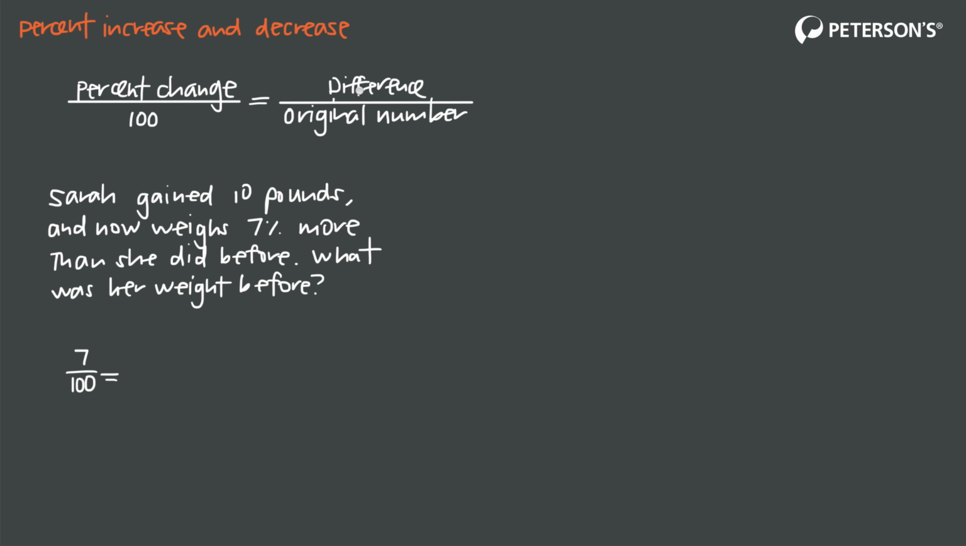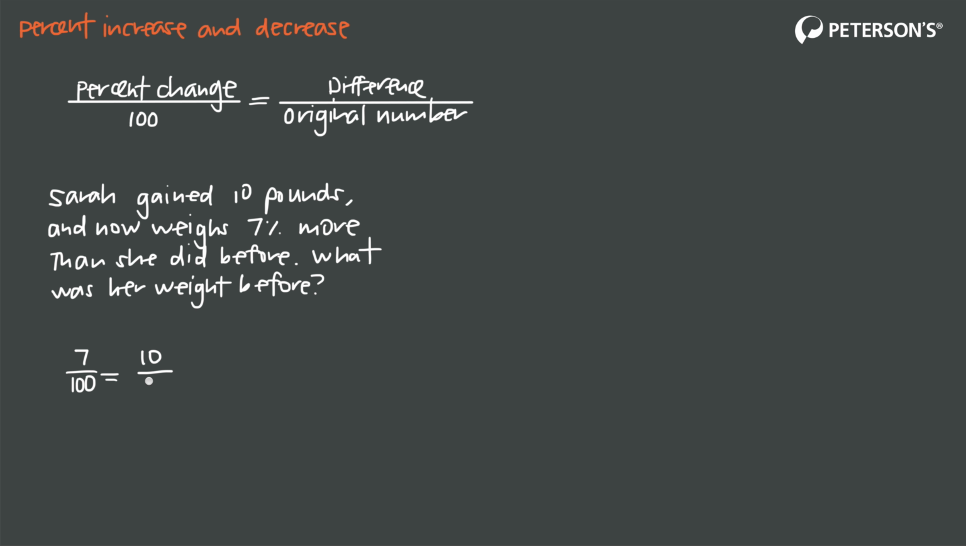Okay, well, for the difference, she gained 10 pounds. Now, do we have the difference between her original weight and her new weight? Well, yes, we do, because she gained 10 pounds. We don't know what her original weight was, and in fact, we don't even know what her ending weight is, but we know that she gained 10 pounds. So the difference between her original weight and her new weight will be 10 pounds. So we can plug in 10 for the difference, which means the only missing value is her original weight, which makes sense because the question asks what was her weight before or what was her original weight.